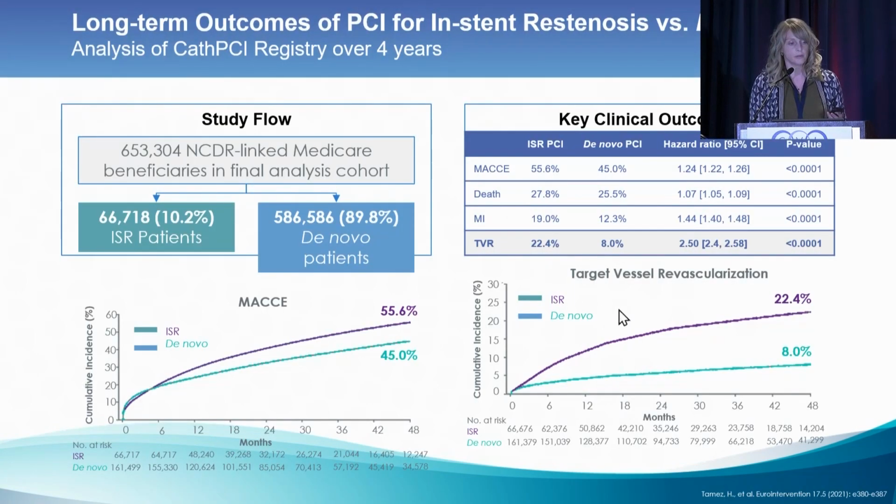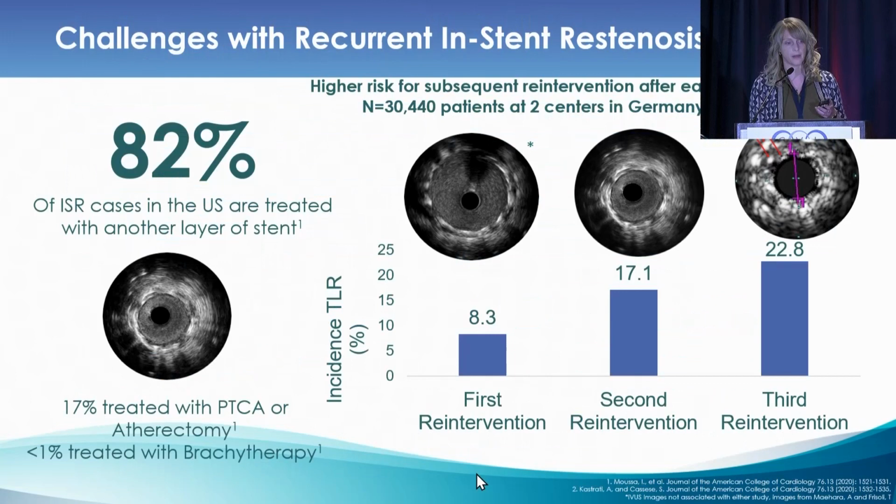Well, the issue is that when you intervene on these lesions compared to de novo lesions, the patients just generally have much poorer outcomes. So that includes things like major adverse outcomes, but especially your TVR rates are very high, up to 22% out to 48 months of follow-up. So these are repeat offenders and repeat customers within the cath lab.